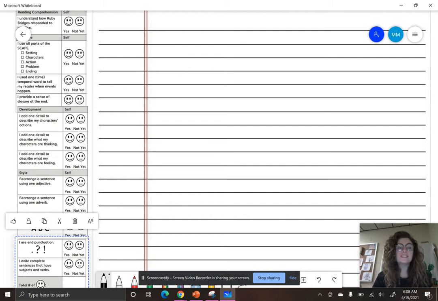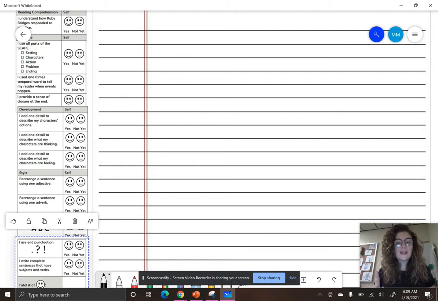The next thing you need to do is think about how you can explode this event. You need to add one detail to describe your character's actions, one sentence describing what your characters are thinking, and one sentence describing how your characters are feeling. Also, remember yesterday we talked about rearranging sentences to start with an adjective or an adverb. Your challenge is to start one sentence with an adjective and to also start one of your sentences with an adverb. So, this is our checklist for success. These are the things that we need to make sure we are including in our writing task for today.